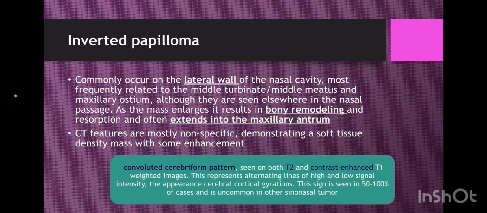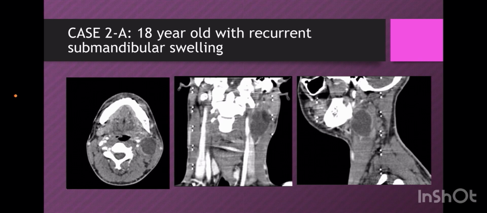Inverted papilloma has a radiologic finding that is pathognomonic, the convoluted cerebriform pattern, usually seen on both T2 and T1 post-contrast images. It represents alternating lines of high and low signal intensity that resemble cerebral cortical gyration. And this part, the sinus, is finished. We go to the other parts.